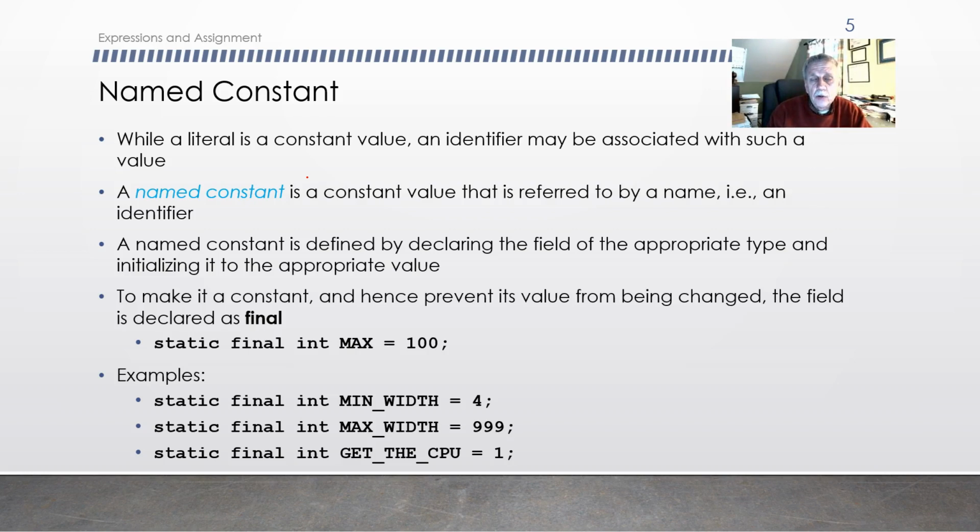It can be assigned a value one time when it's declared, when it's initialized, but can never be assigned a value again. This type of identifier is referred to as a named constant. This is very convenient and often is the correct way to deal with using constants within a program.